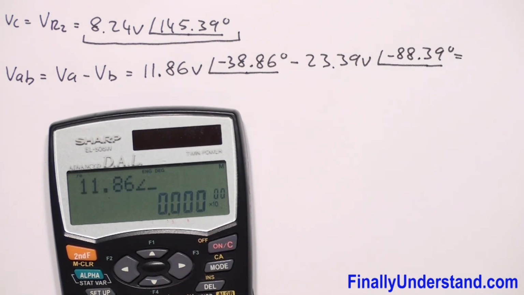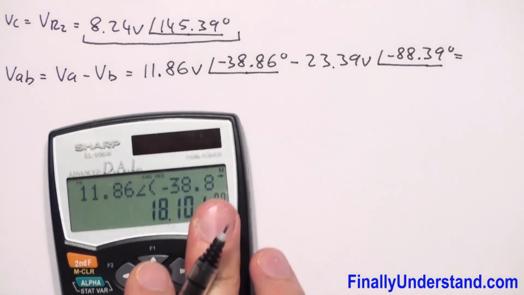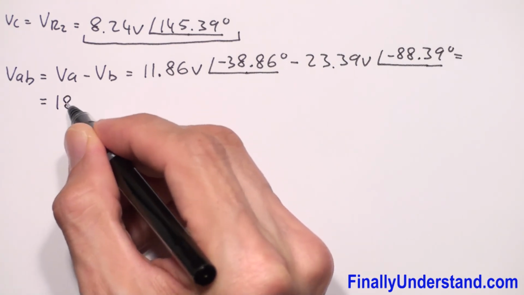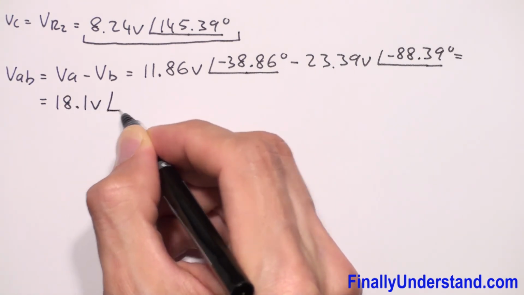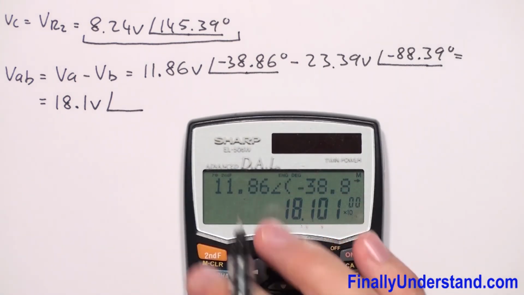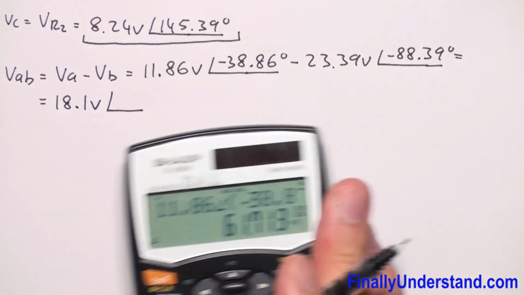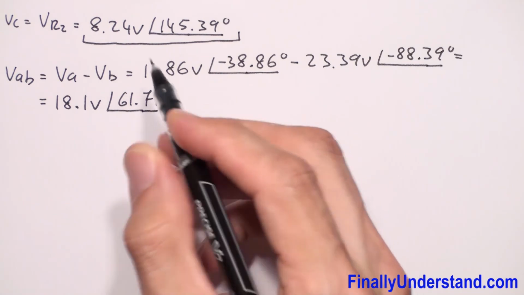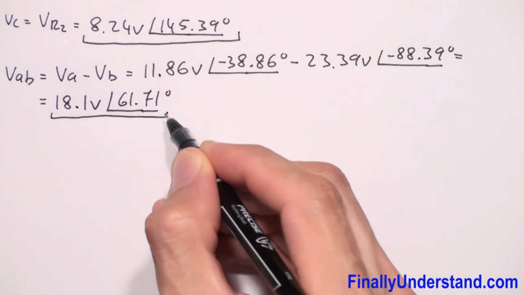This is equal, I have 11.86 and angle of 38.86 negative, minus 23.39 and angle of 88.39 negative. This is equal to 18.1 volts and angle of 61.71 degrees. So this is my voltage VAB.